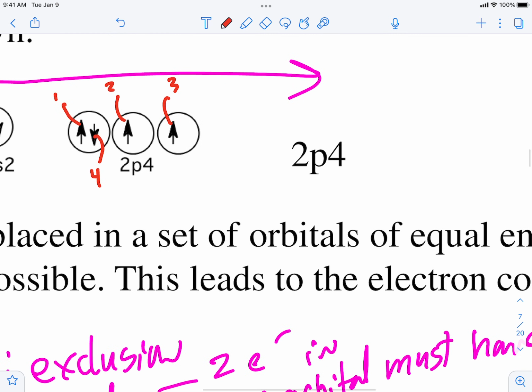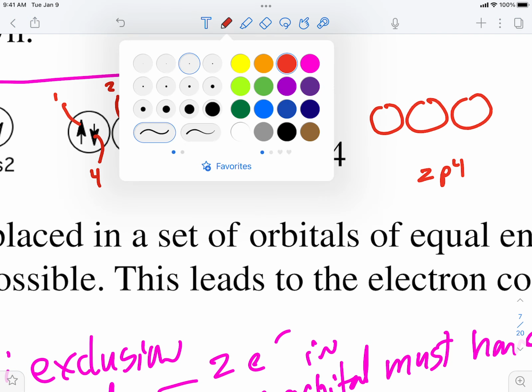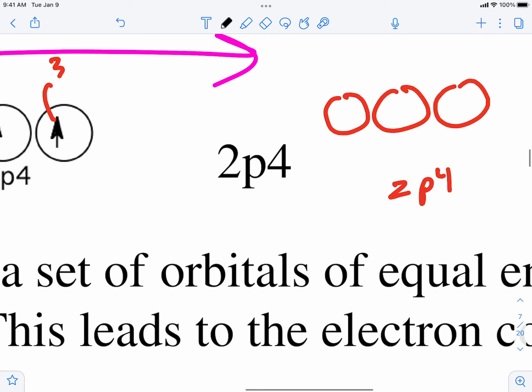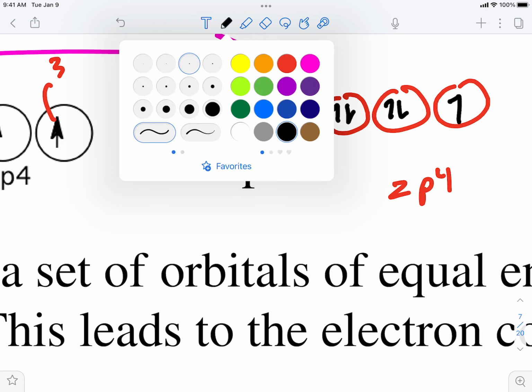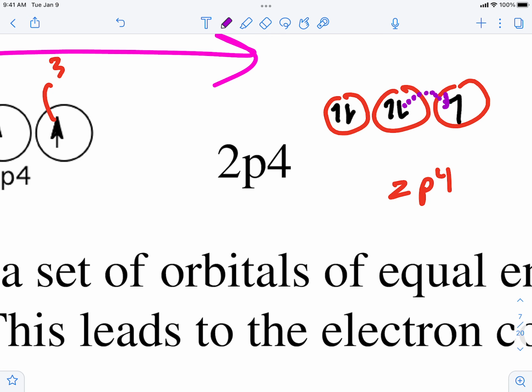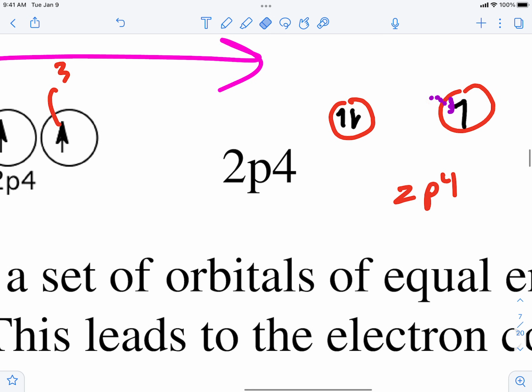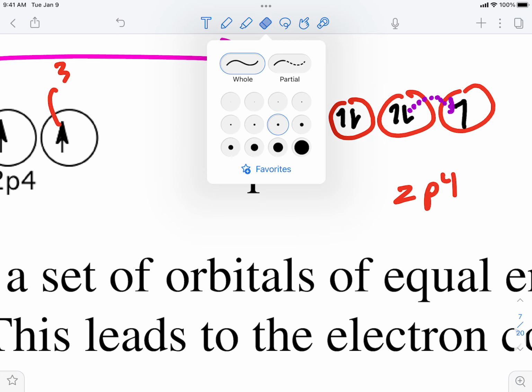Watch. What if I tried to draw my 2p4 electrons this way? Now, what if I did this? There is a third orbital that is vacant. The repulsion taking place between electrons in those orbitals is going to bump one of those electrons out. And that's why that one electron is not there.